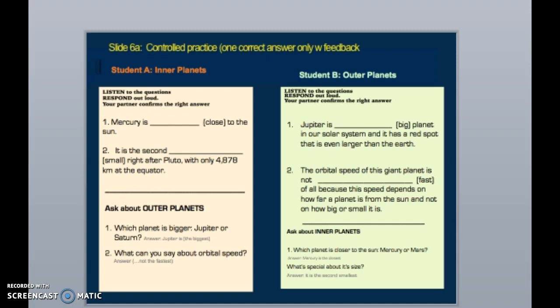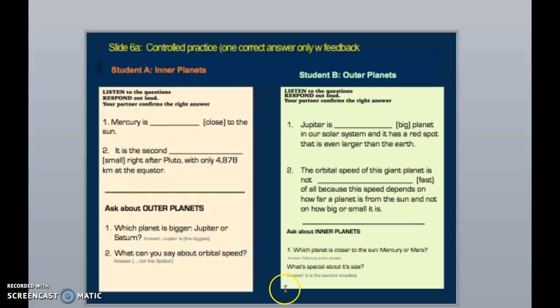Which planet is closer to the sun, Mercury or Mars? We're looking up here at student A. Student A needs to fill in the blank based on the information that he or she has in the text. Mercury is closest to the sun. B is going to look at his or her answer. Yes, Mercury is the closest.